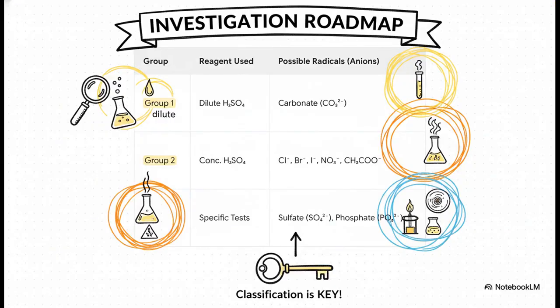Think of this table as our investigation playbook. And notice the logic here. It's all about escalation. We start with a weak, dilute acid. If we get a reaction, boom, we know our suspect is in group 1. Easy. If we get nothing, we escalate to a strong, concentrated acid for group 2. Still no reaction? Well, that tells us our suspect is one of the really tough ones in group 3, and they need their own special kind of test. This strategic approach is everything.